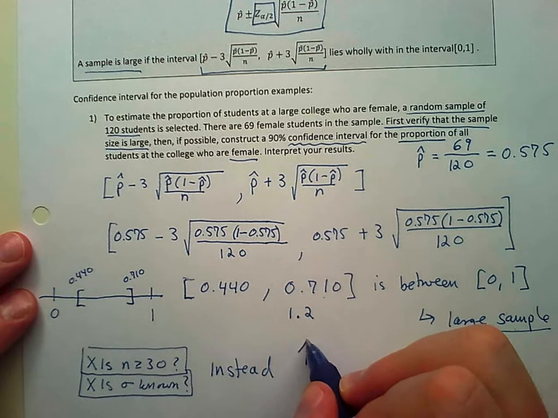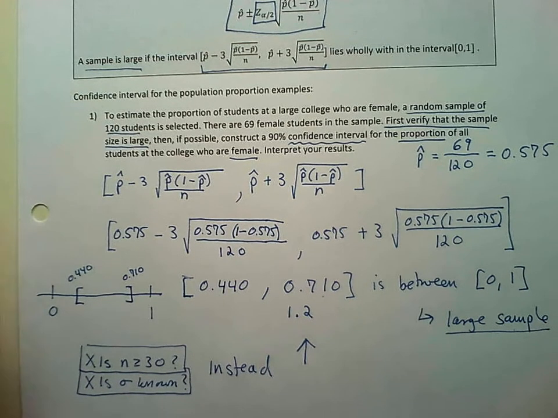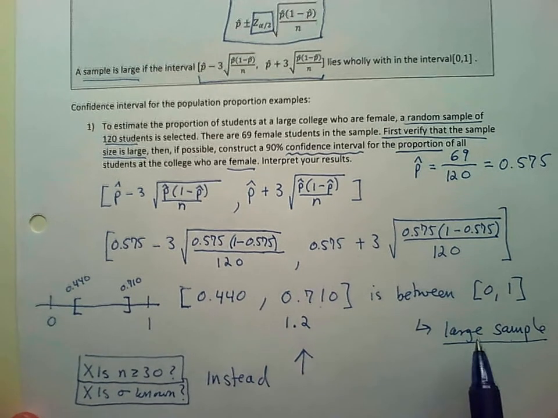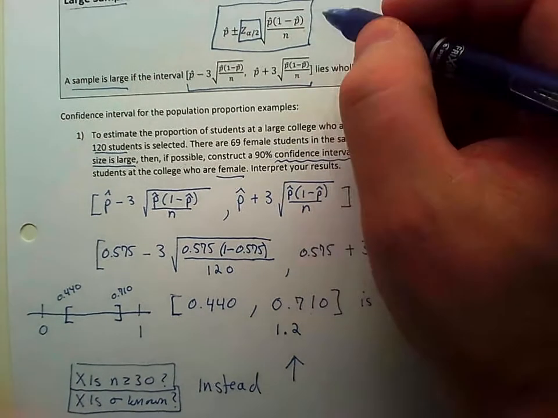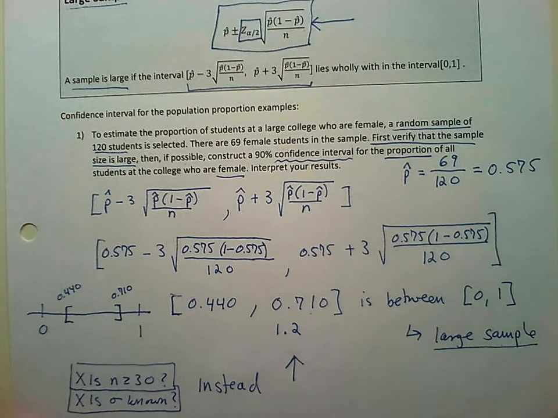Instead, we're going to calculate out what we had above in order to figure out whether or not we have a large sample size. As long as we have a large sample size, we can jump straight to this formula that we have above. So p hat plus or minus z sub alpha divided by 2 times the square root of p hat times 1 minus p hat over little n.